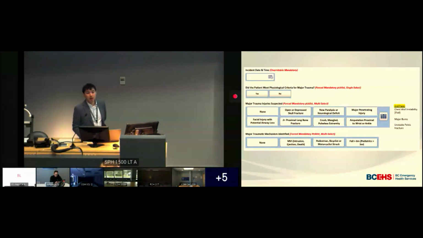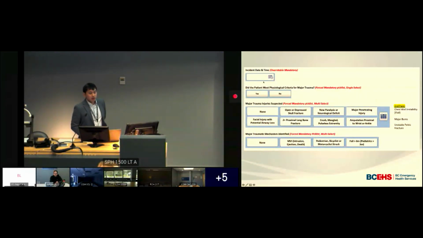It's all in the same area. The cardiac arrest forms. It's all in the same area. So we want all these fields to be mandatory because there should be an answer to all of them if you clicked yes. If the patient has sustained major trauma, you should have an answer for all of these. Whether or not it's identified or none, there still should be an answer.